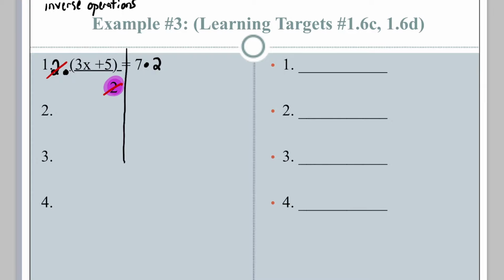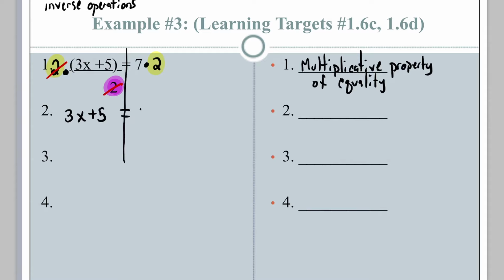And so what I used is the multiplicative property of equality to say I can multiply both sides by the same value, and in this case the same value that I multiplied by was the 2. So when I simplify that, I end up with 3x plus 5 is equal to 14.